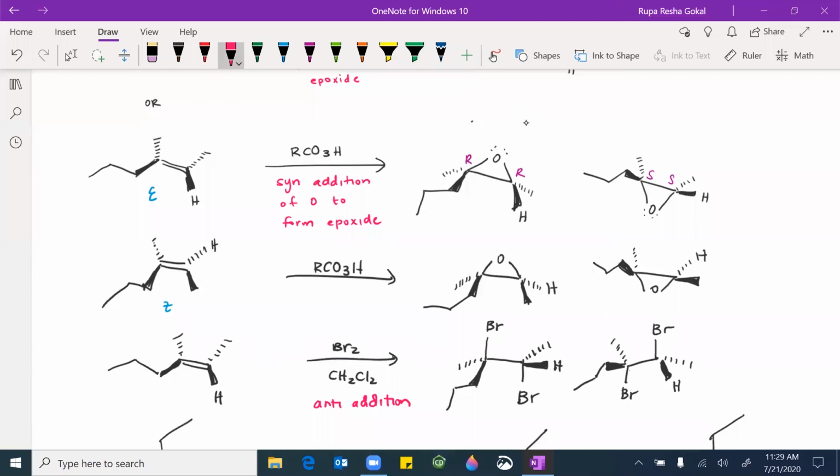Priority 1, oxygen. Priority 2, the carbon with the oxygen. Priority 3 is the propyl, right? Looks R, so it is R. Priority 1 is the oxygen. Priority 2 is the carbon with the oxygen. Priority 3 is the methyl. 1 to 2 to 3 looks S, so it is S. And then I know that this is the SR. So I get two different products. If I do a syn addition of an oxygen on an E, I get the RR and the SS in this case. If I do a syn addition of the oxygen on a Z, I get the RS and an SR, totally different products. Does that help? Yes. Okay.